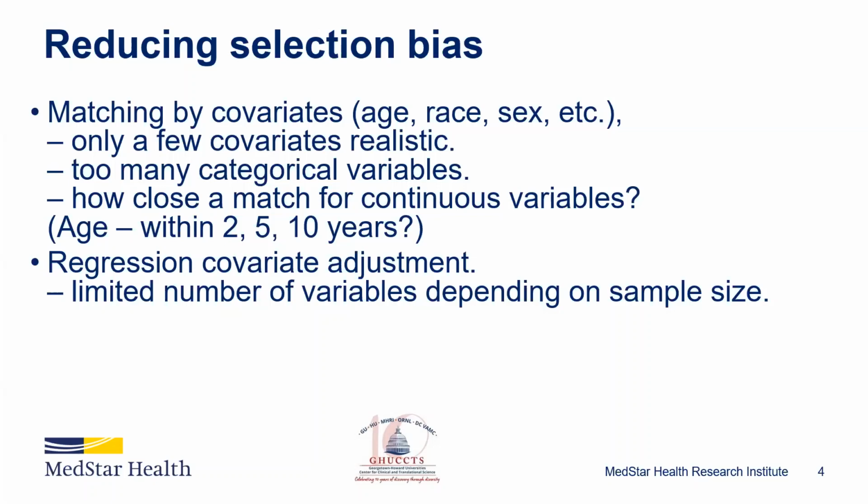Another way is just to put the covariates that might be confounders in a regression equation. The regression equation would have as one of its covariates the treatment group. Again, this has some limitations, because depending on your sample size, you would have a limited number of variables that you could include in the regression model.